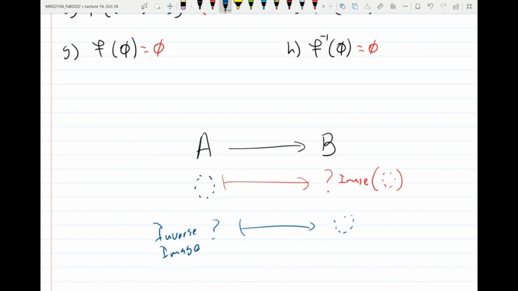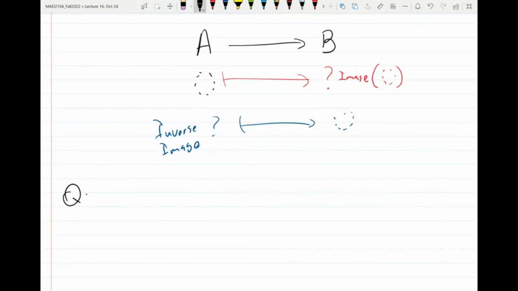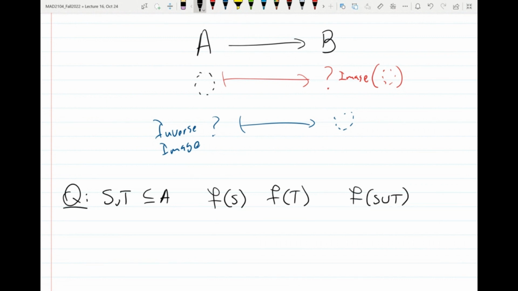Next time, there are questions. For example, if you have two subsets of A and you look at the union, that's a subset of A, so you could talk about the image of the union. The question is, is the image of the union the union of the images? That's one question, so some questions remain to answer. For example, let's say S and T are subsets of A. I can look at the image of S, I can look at the image of T, and I can look at the image of the union. Remember, the union is still a subset of A, right? Then the question is, what happens here? Are these two things equal?